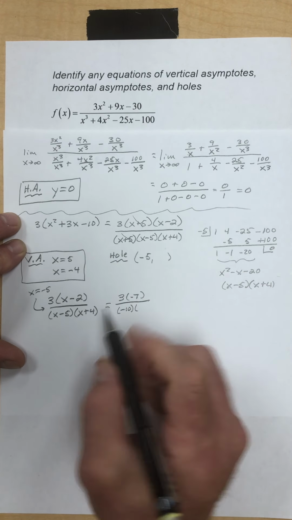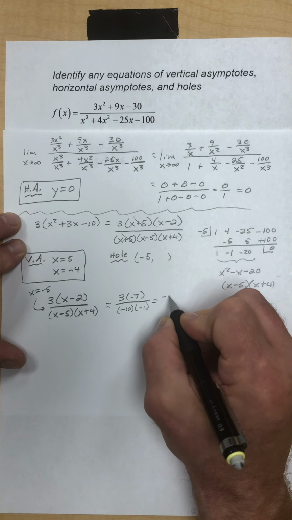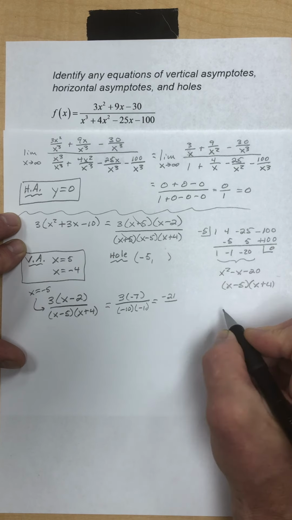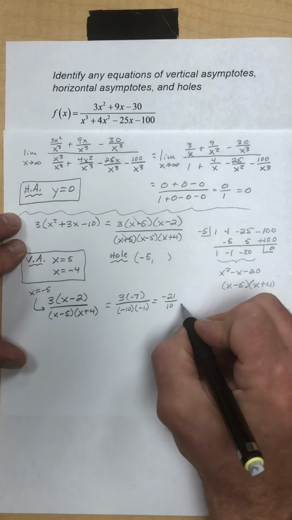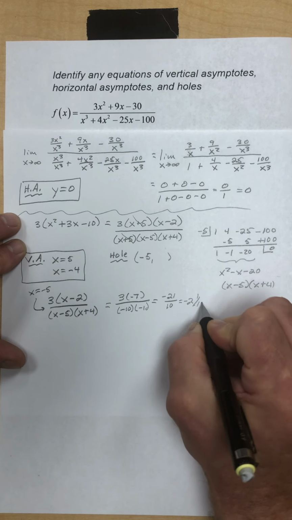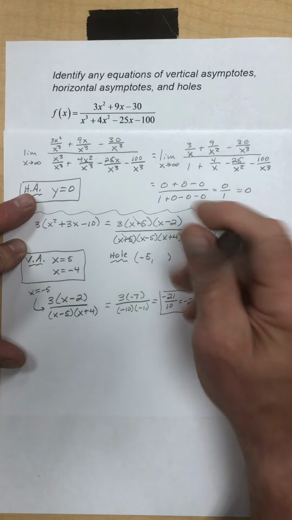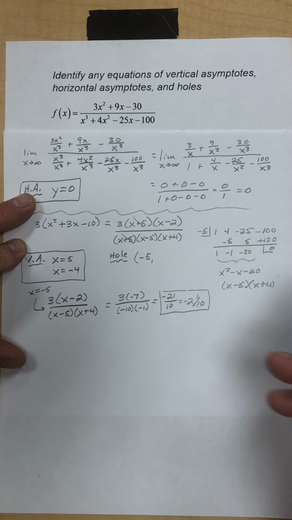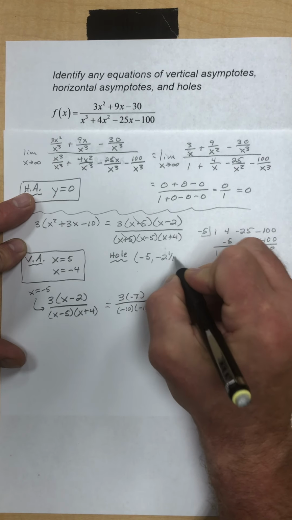And negative 5 plus 4 is negative 1. So it looks like we're getting negative 21 over 10. So that would be my y coordinate. You could leave it that way, or we could write it as negative 2 and 1/10. Either way. Okay, so there's your y value of the hole. Negative 2 and 1/10.